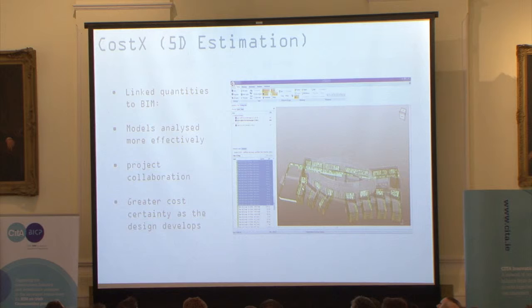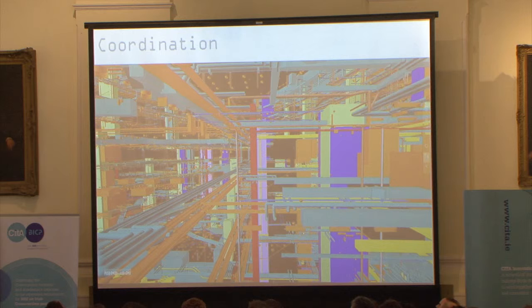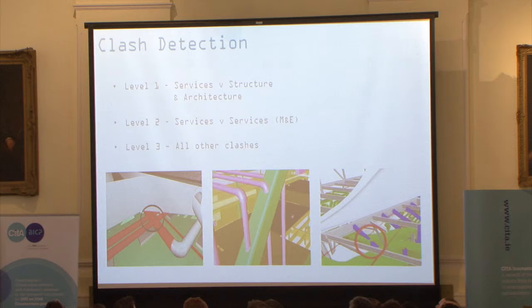Coordination. This is a view of the model at the moment. It's a bit of a minefield, and we're working through the coordination process now, all the way up to GMP, to make sure that we look after the major parts of the building. The plant rooms, the main reticulation, and the risers will be the first things we'll hit. These are the levels of clash detection we're looking at. Level 1 will be services versus structure and architecture, then we move on to level 2, clashes between services and services, and then level 3 will be all our clashes.